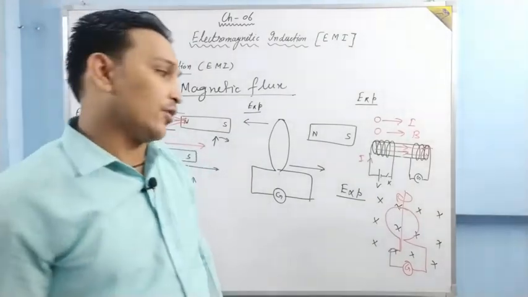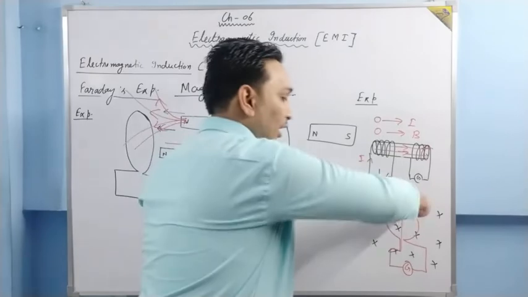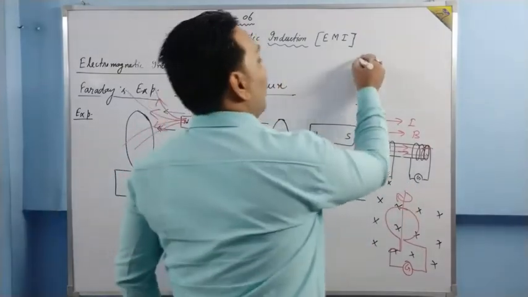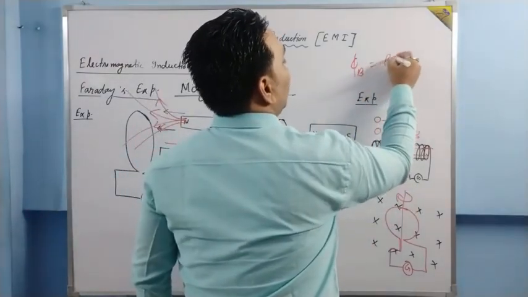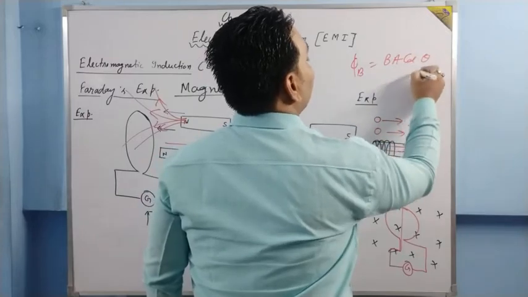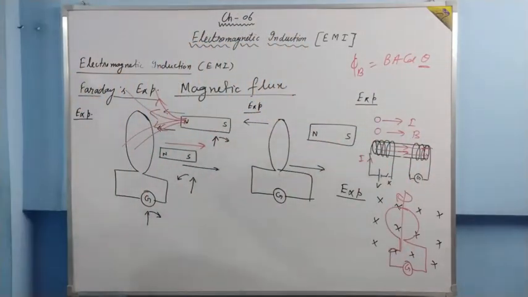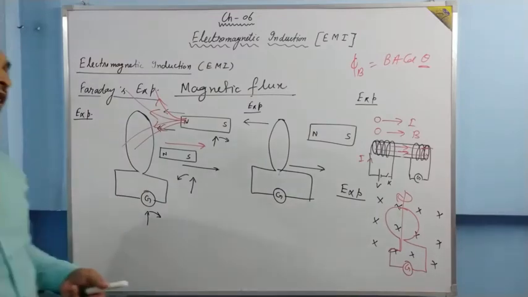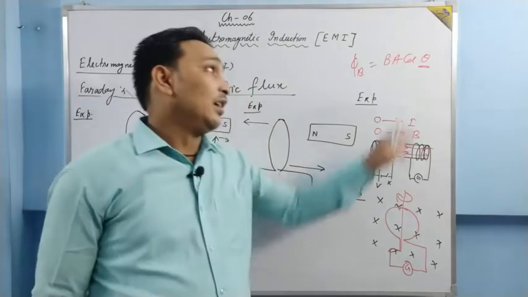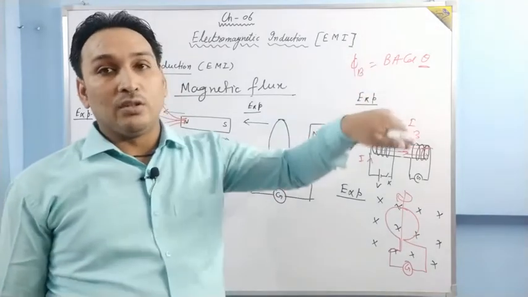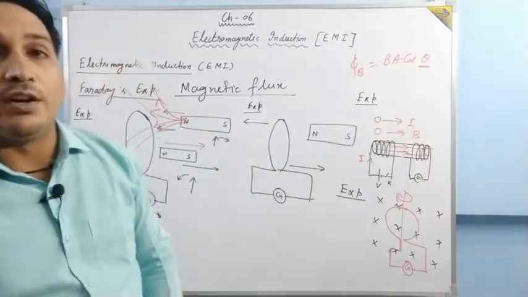In this case, when this is rotated, then what is changing? Phi B is equal to what? It is BA cos theta. Theta changes. The angle between the magnetic field and the area vector changes, and because of that, phi B changes. Because of that, current is induced.